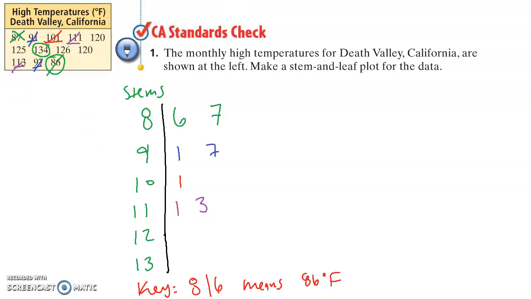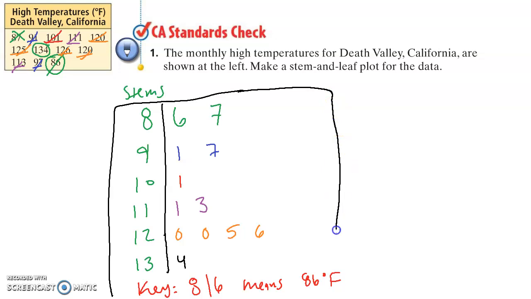Do I have any values that start with 1 and 2? So 120, 125, 126, and 120 again. So there are two 120s, there is 125, and then there's 126. So I use those, and I cross those out. We have one value that goes into the 130s, so that would be 134. And this would be my stem and leaf plot, where I have everything that I need with all the information listed.